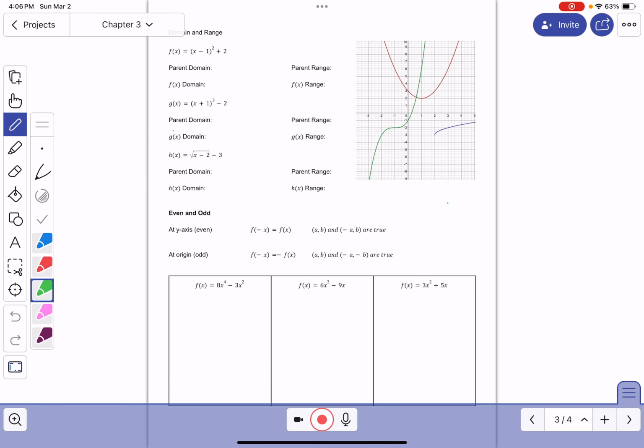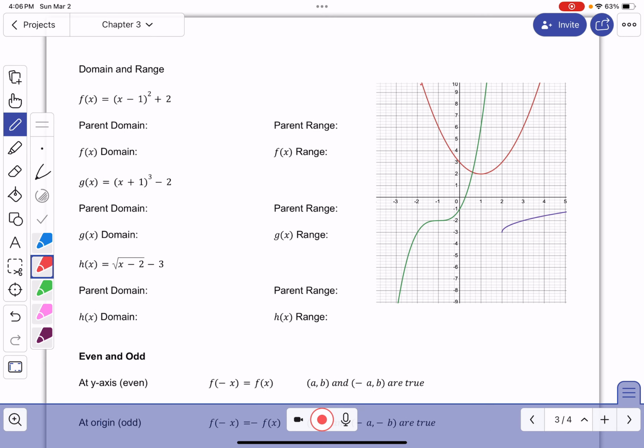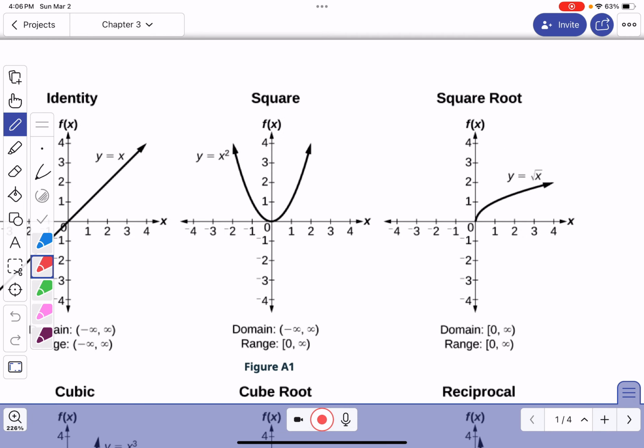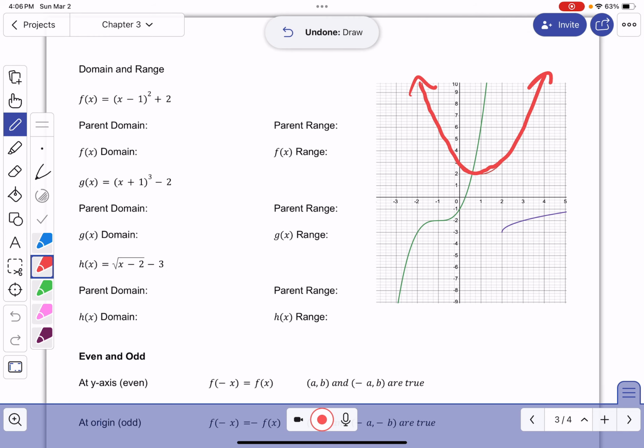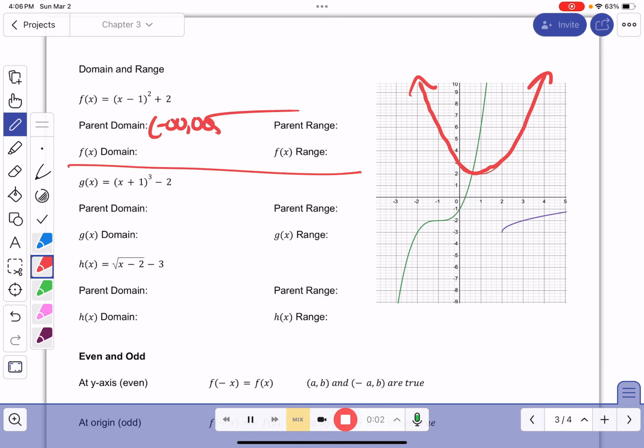Let's look at a bunch all combined and the different things we can do with them. So this graph is a U. If we go back to that function graph, that U is the square. So it'd be y equals x squared. And then our domain is negative infinity to infinity. Our range is 0 to infinity. So our parent domain, we just said, was negative infinity to infinity, and the parent range was 0 to infinity.